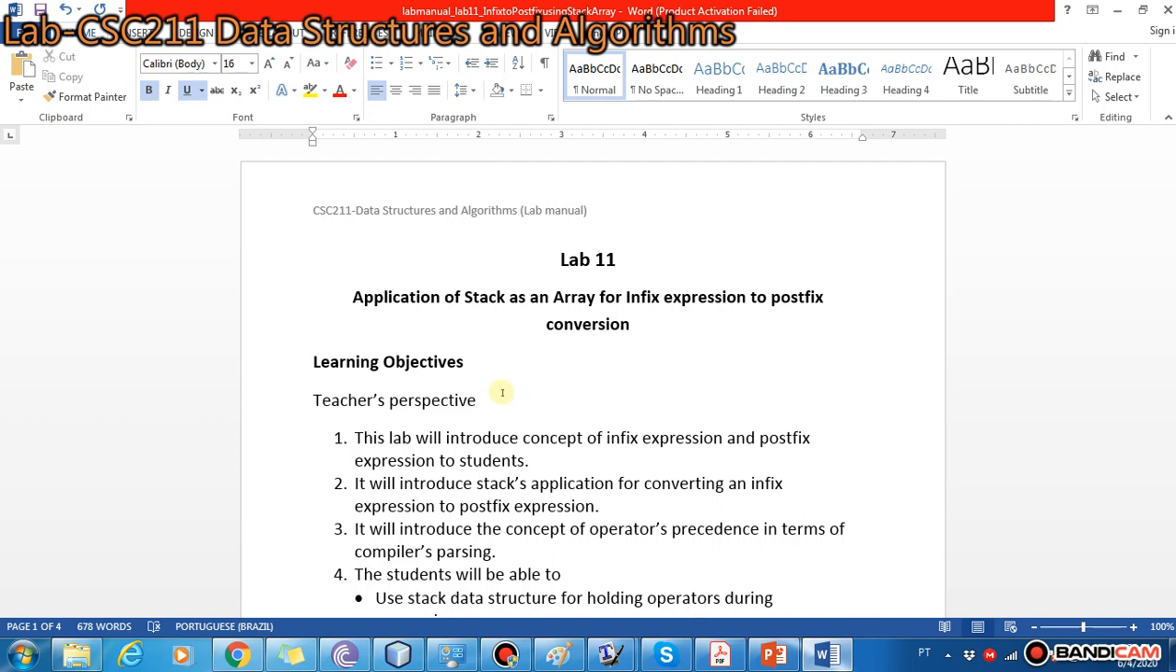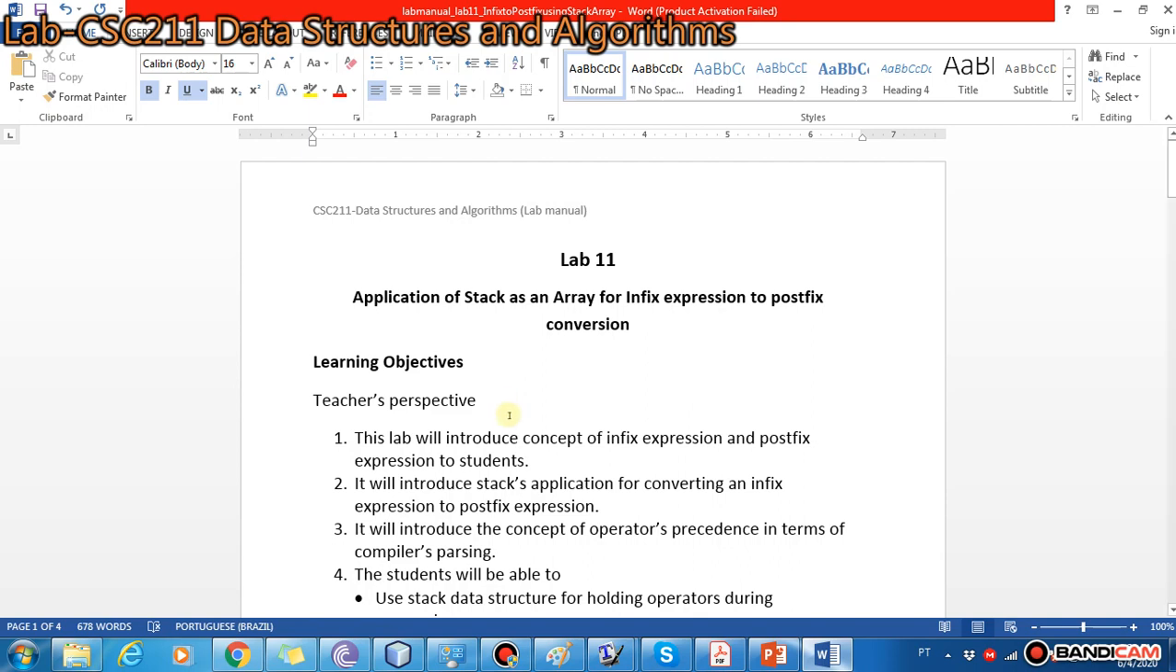they have distinct properties in terms of evaluation, so that it becomes easier and straightforward to evaluate a postfix expression as compared to an infix expression, because an infix expression has its limitation of operator precedence, as well as the parentheses. We have to use parentheses in order to specify the operator precedence.